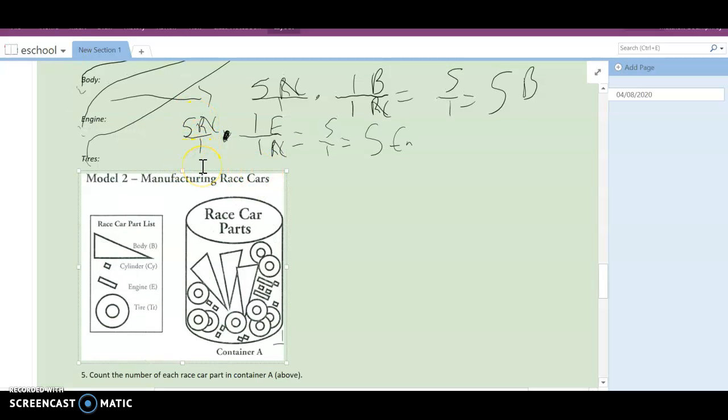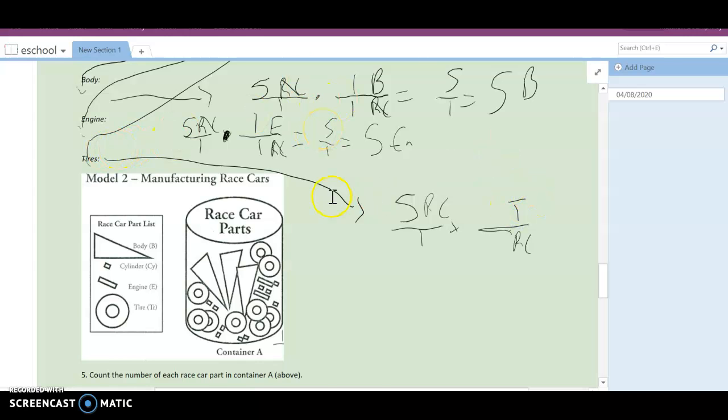I'm just going to have to write this one out over here. So, I'm starting with 5 RCs over 1 times, I know I'm going to want to get rid of RC, so I put that unit on the bottom. And what am I looking for? I am looking for tires. So I'm going to put tires in the top.